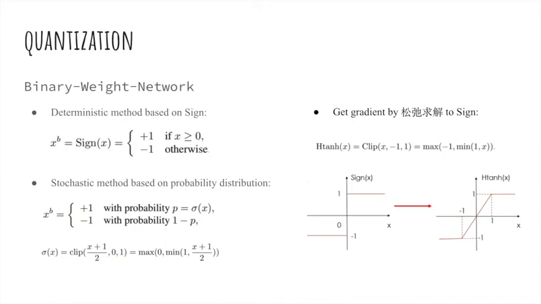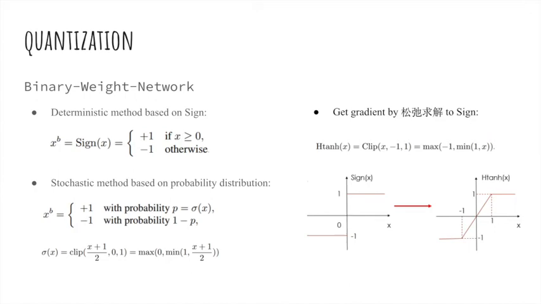The other way is based on probability. I first define a probability formula, which is max(0, min(1, (x+1)/2)). When x equals 1, the probability function output is 1. And when x equals 0, it's 0.5. Then there is a 0.5 probability that it will output 1, and a 0.5 probability that it will output -1. So it will have a bit of randomness, unlike the first method where the output is always settled.